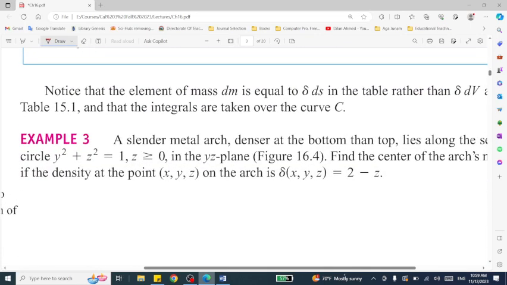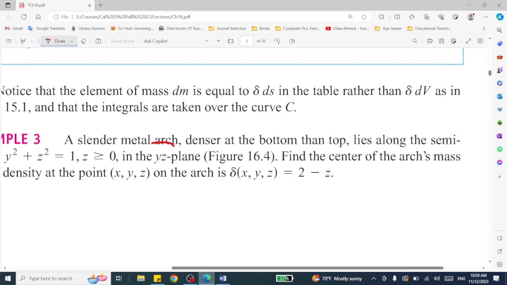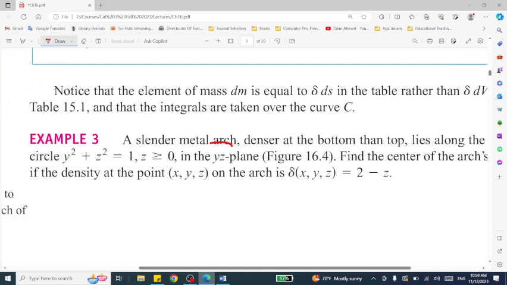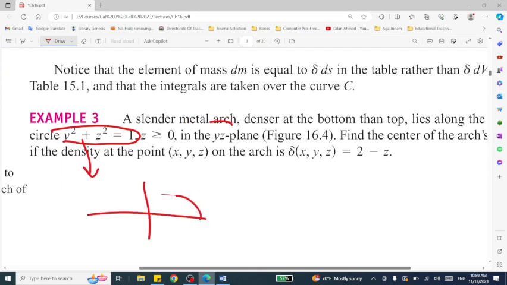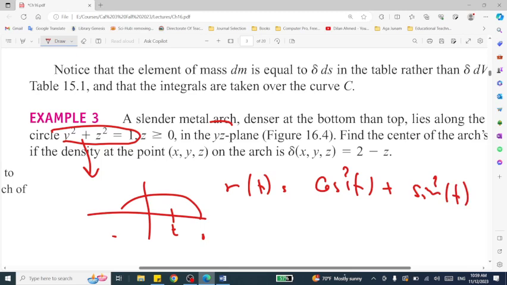Okay. A cylinder metal arc. Dense bottom top lies along the circle, semi circle. From Q to Q, I can make r(t) equals cosine square t, sine square t, I can say i, j, and k.